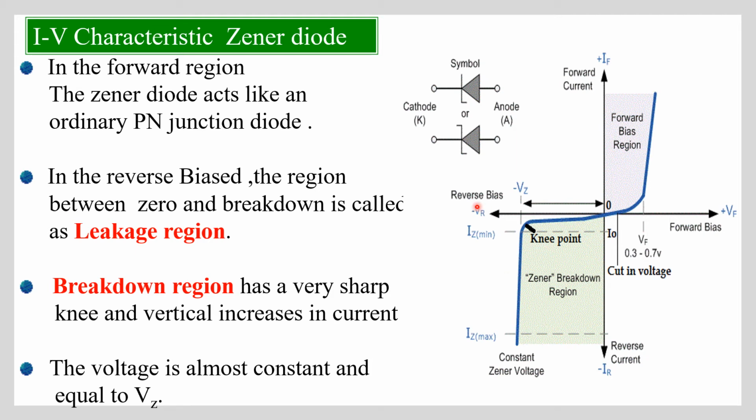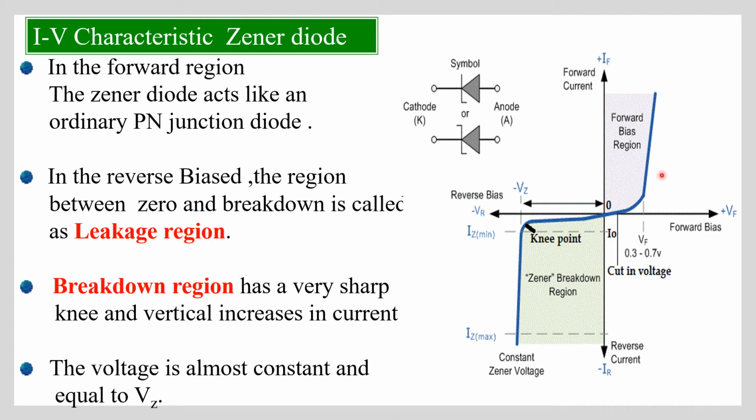Otherwise, if more current flows through the diode, it may be damaged. A large current can damage the Zener diode. So the voltage is almost constant and that is equal to Vz. So students, when the question comes in the exam, explain the VI characteristics of Zener diode.